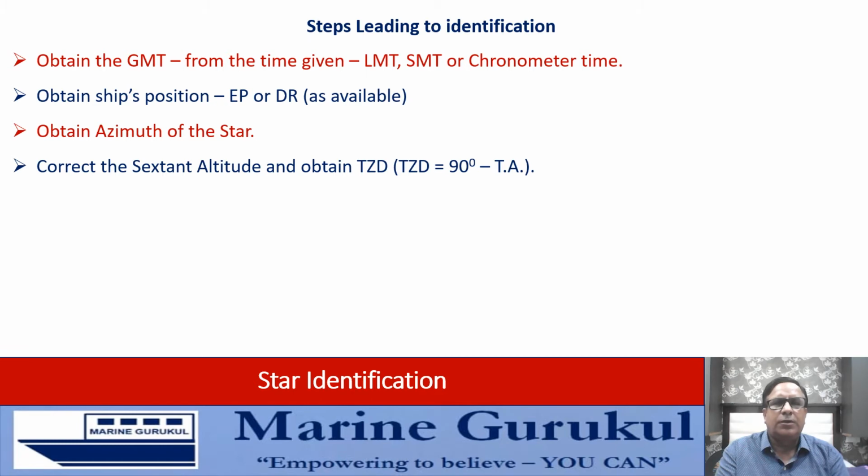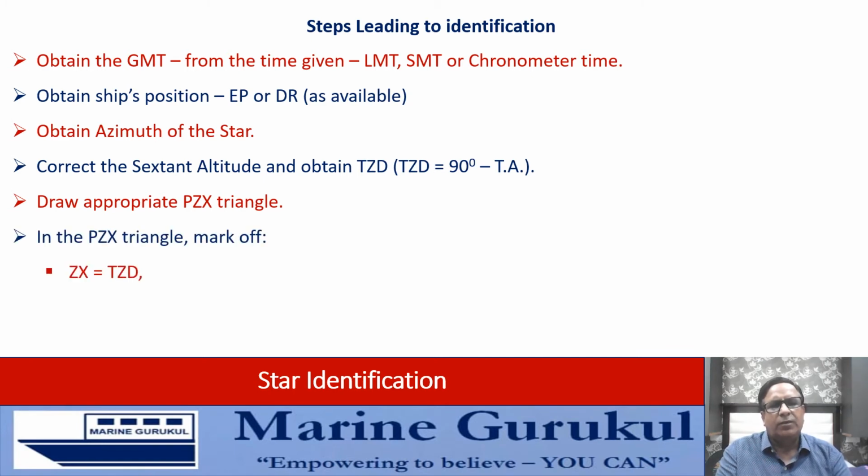We need to have the altitude of the star. It will be contained as a part of information in the question. On board the ship, you can make the observation by sextant. The altitude is to be corrected to true altitude, and then we need to get the TZD. TZD is equal to 90 minus true altitude. Now we draw an appropriate PZX triangle.